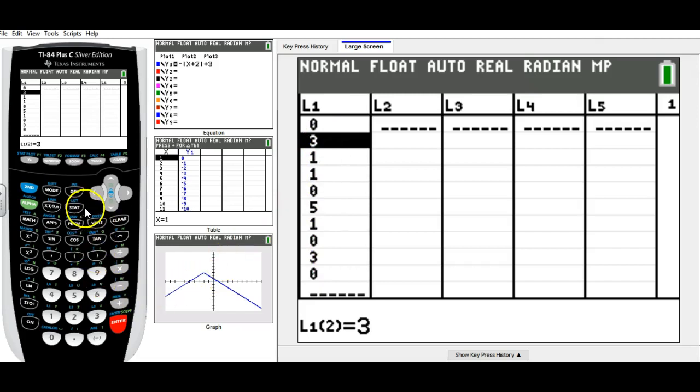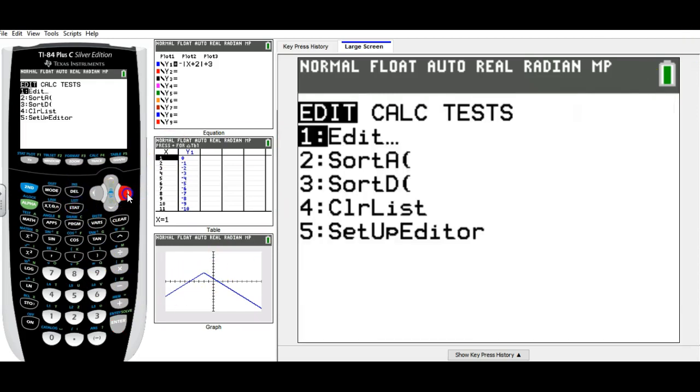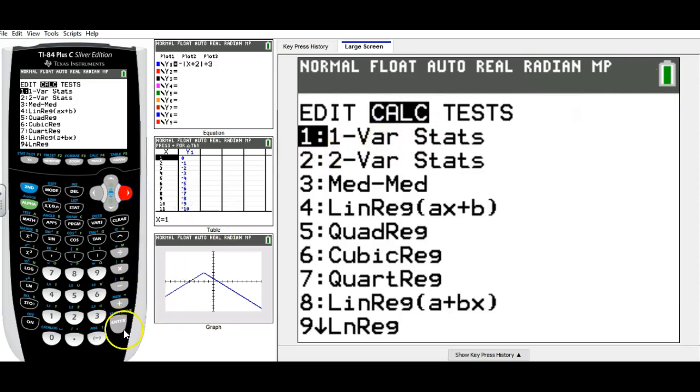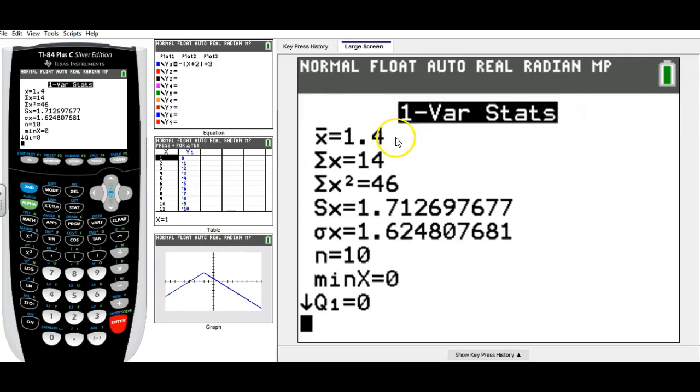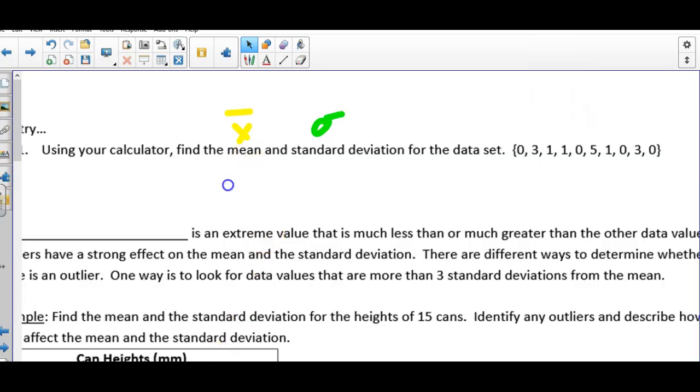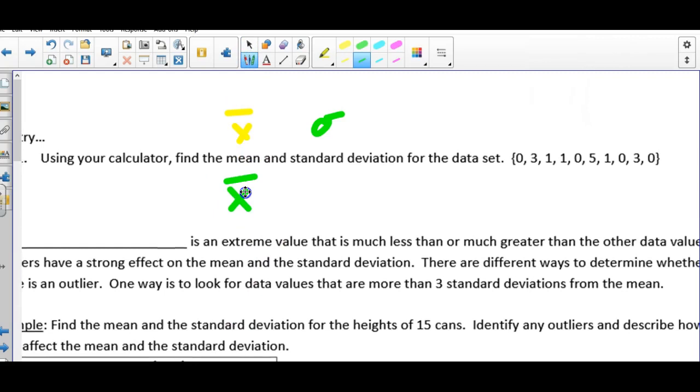Now what you're going to do is press stat. Go over to calculate, and you want 1-Var Stats, that first one. Hit enter, enter again, and boom, here we go. X bar is our mean, 1.4, and 1.62 is our sigma right here. That's our standard deviation. Hold on, let's change pens. Our mean is 1.4, and our standard deviation equals 1.62.